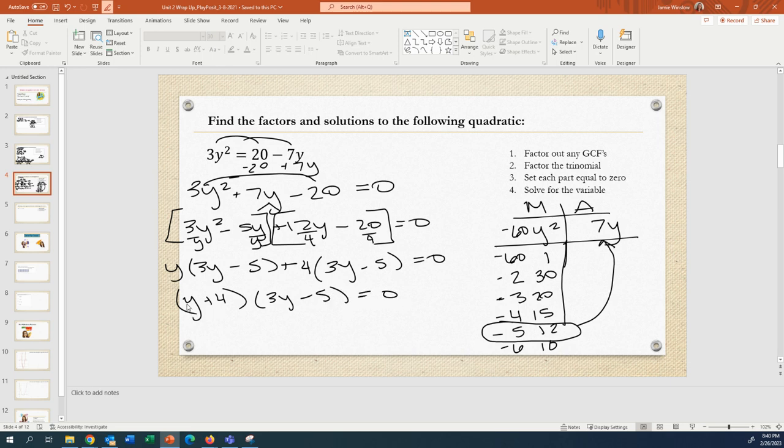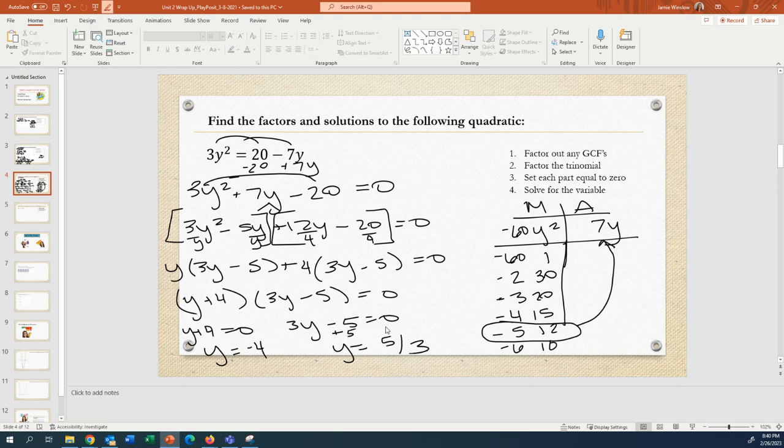These are the factors. y plus 4 is a factor. 3y minus 5 is a factor. And then we can set them each equal to 0 to solve for the solutions or the roots. So y is negative 4 and y is 5/3.